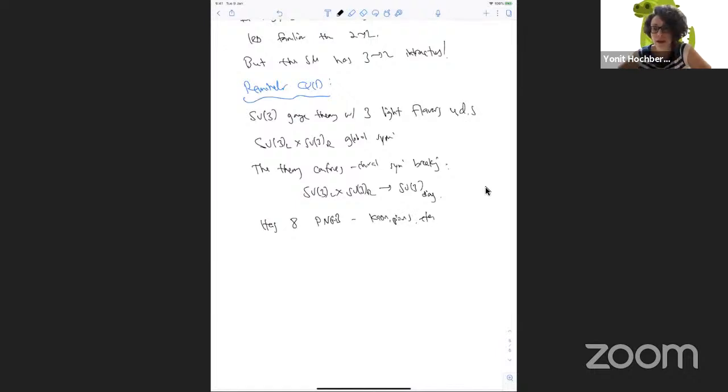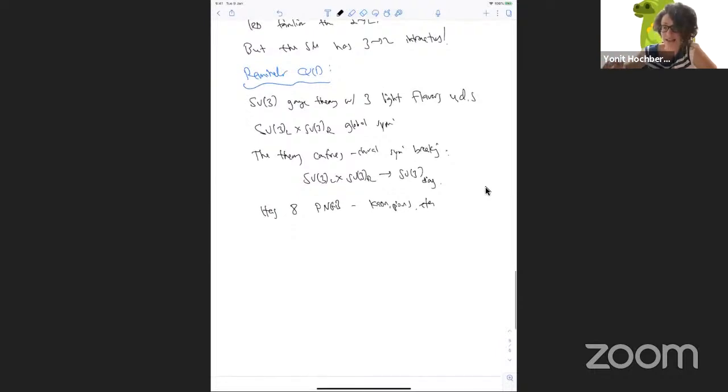Okay, and this is because we have 8 broken generators when we go from our SU(3) cross SU(3) down to our preserved diagonal SU(3). And so we have these 8 pseudo-Nambu-Goldstone bosons. These are the kaons and the pions and the eta that we've measured. And this theory has 5-point interactions.